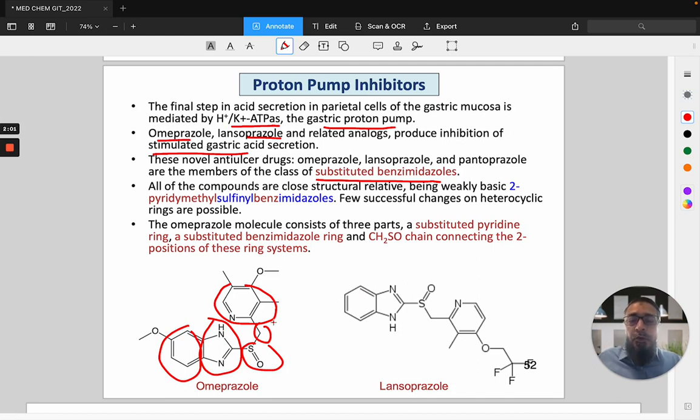So omeprazole consists of three parts. One part is the substituted pyridine, which has a methoxy group and two methyl groups. Then there is the substituted benzimidazole. And it contains the CH2 and the methyl sulfinyl chain, connecting the two positions of these ring systems. So these are the structural features of omeprazole and related analogs.